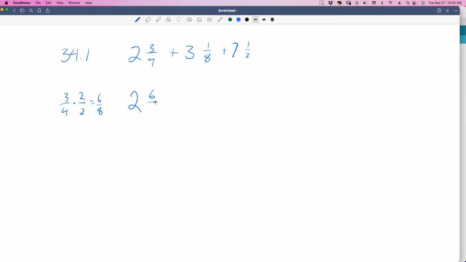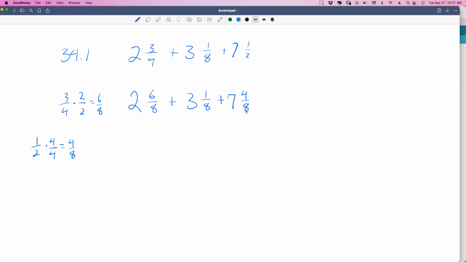So 2 and 6 over 8 plus 3 and 1 over 8 plus, now we have 7 and 1/2. So for that 1/2, we're going to multiply it times 4 over 4. Again, 4 over 4 is just another form of 1 because 4 over 4 equals 1, right? So that's why it is acceptable for us to multiply a fraction by a number over the same number and it retain the value that it has. So this is going to be 4 over 8. 7 and 4 over 8 would go here.